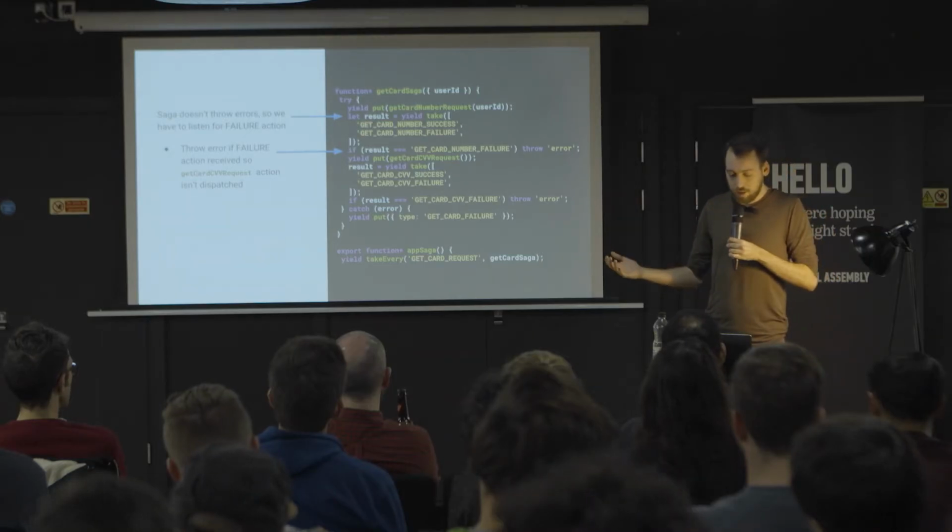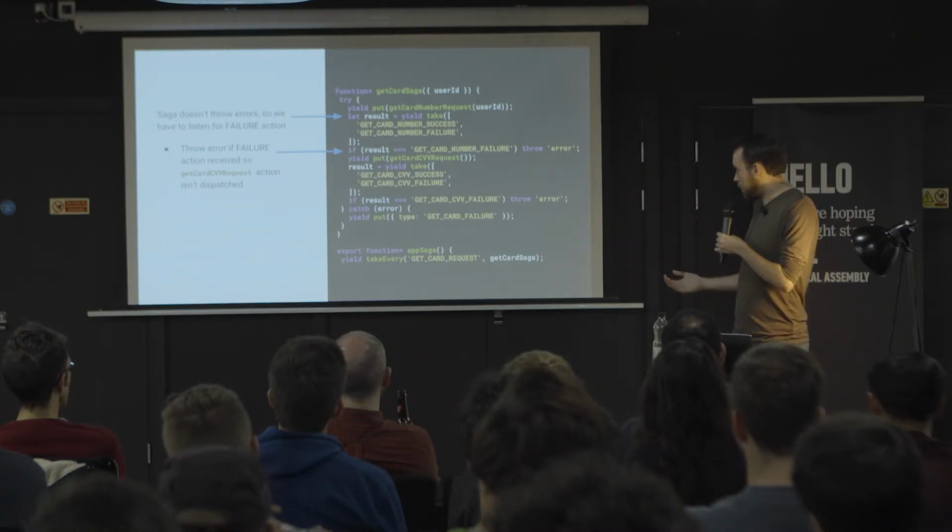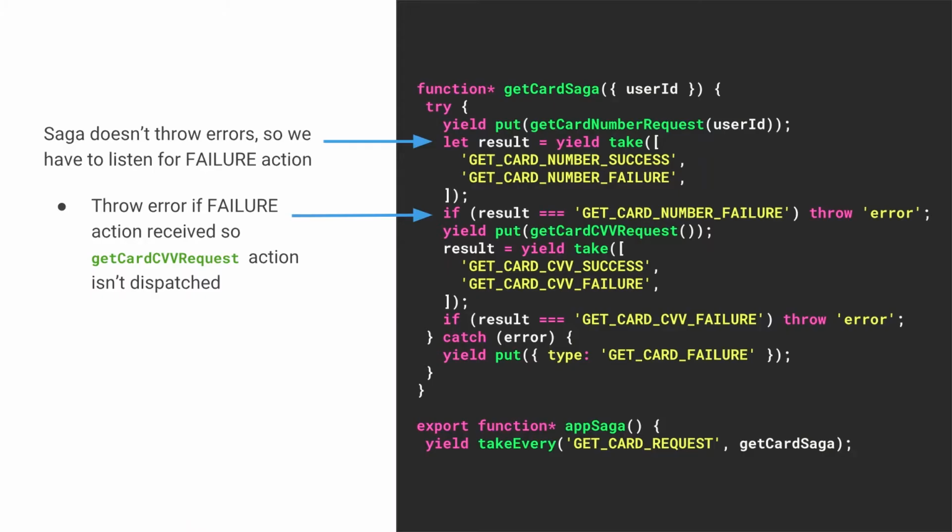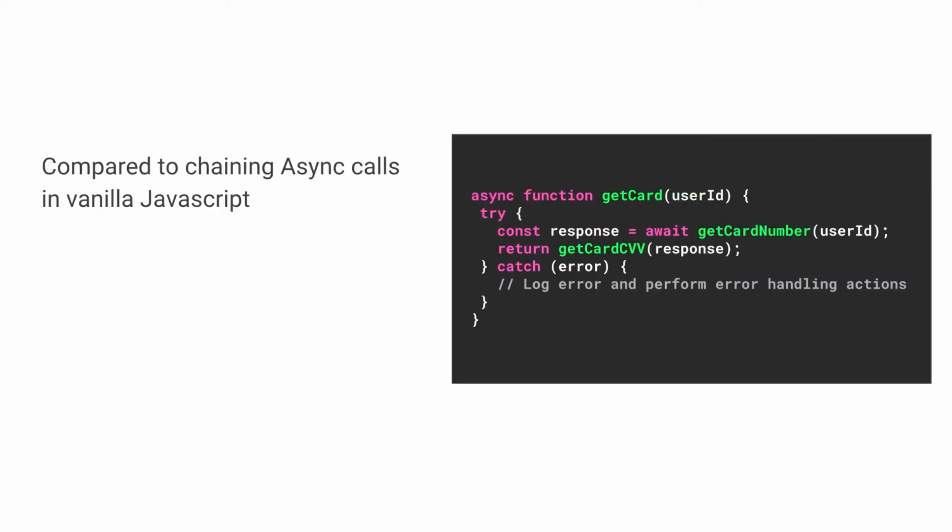So you can see that this is a lot of code. It's very verbose. It's not very clear. It's not great. To compare the exact same thing with vanilla async JavaScript, this is a lot nicer. So why are sagas so painful? And what can we do about it?